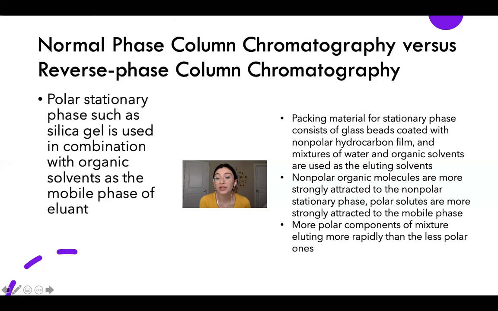Polar solutes are more strongly attracted to the mobile phase, with the more polar components of the mixture eluting more rapidly than the less polar ones. It's literally the complete opposite of normal phase chromatography. I just need you guys to understand that concept, that they're opposite to each other.